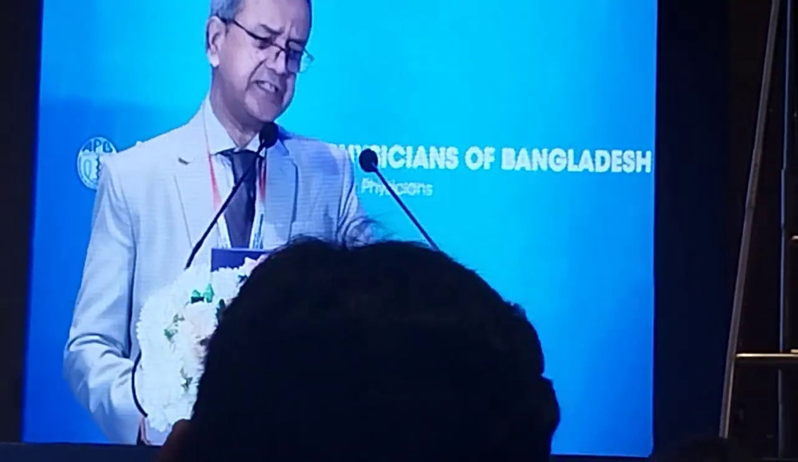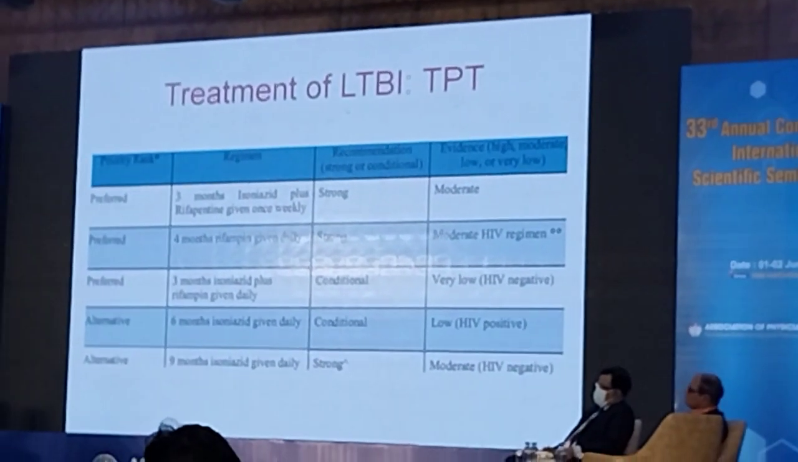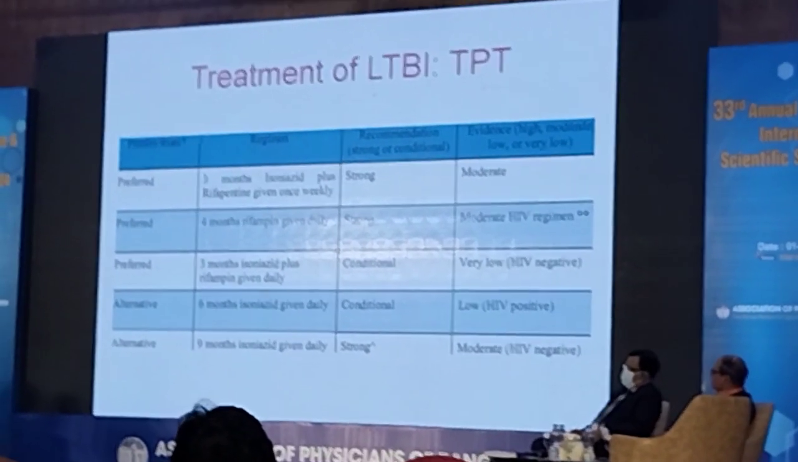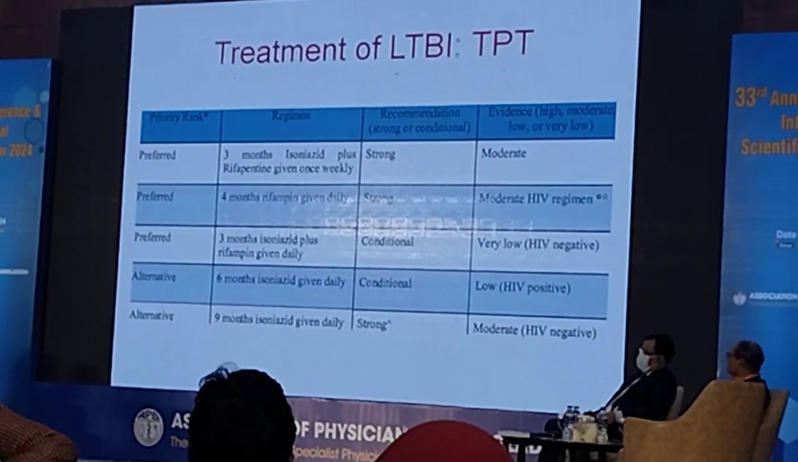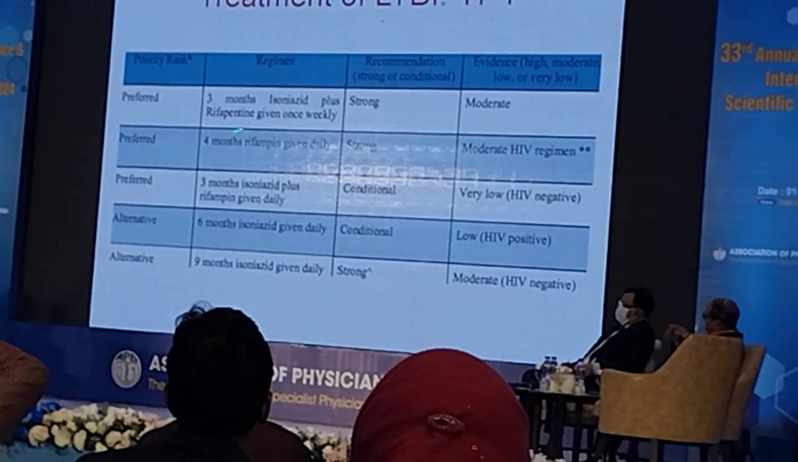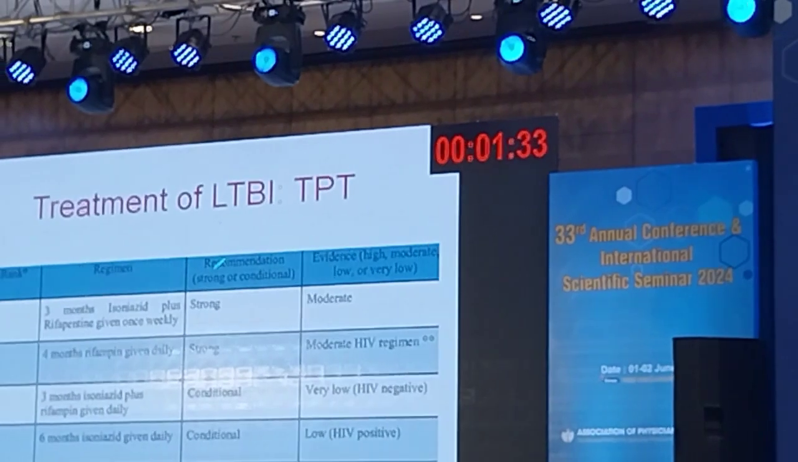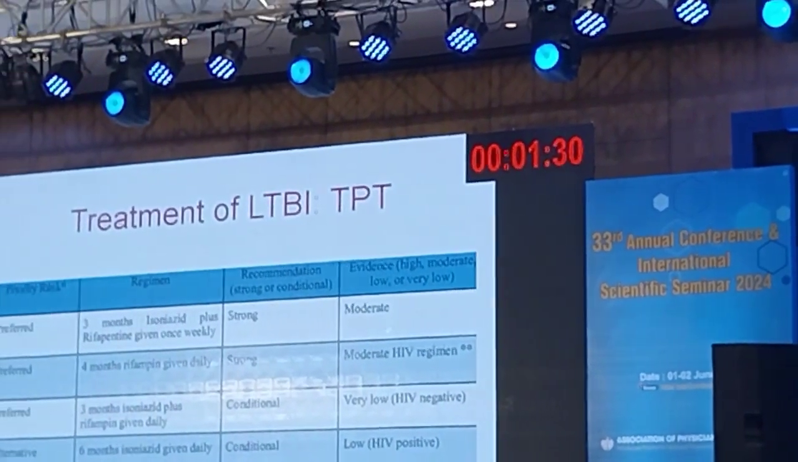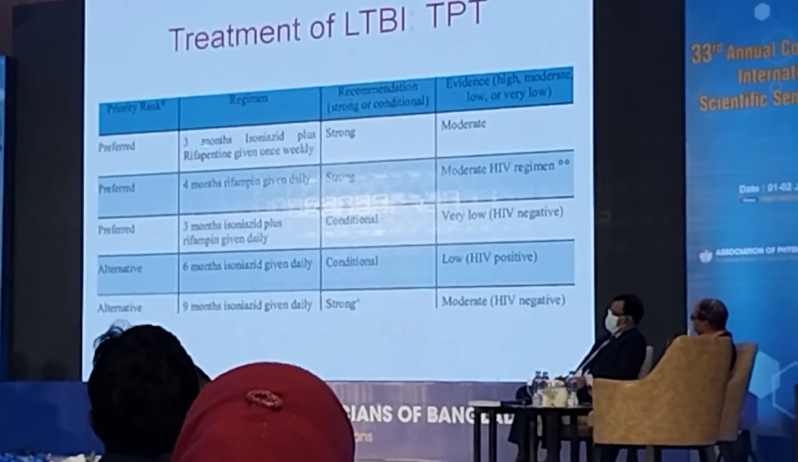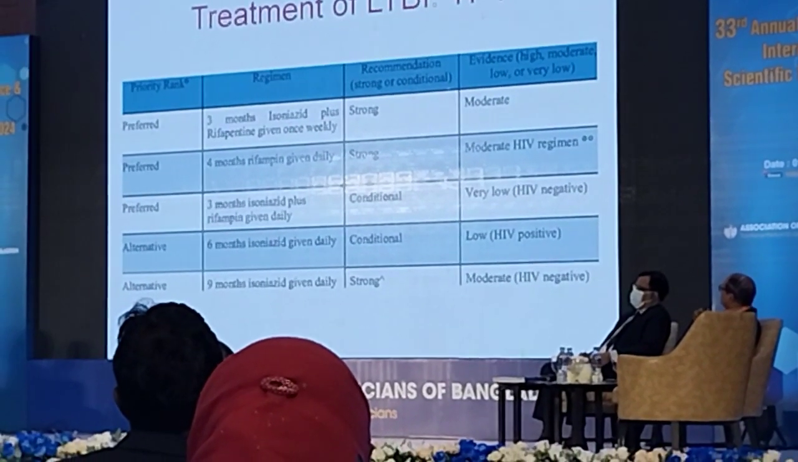How should we treat a patient with latent tuberculosis infection or LTBI? In Bangladesh, it has been named tuberculosis preventive therapy or TPT. Now it is being given by all the tuberculosis centers. The preferred options are 3-month isoniazid plus rifapentine given once weekly, and the recommendation is strong. Evidence of efficacy is moderate. You can see this is what is being given by governmental agencies, icddr,b, and also BRAC.